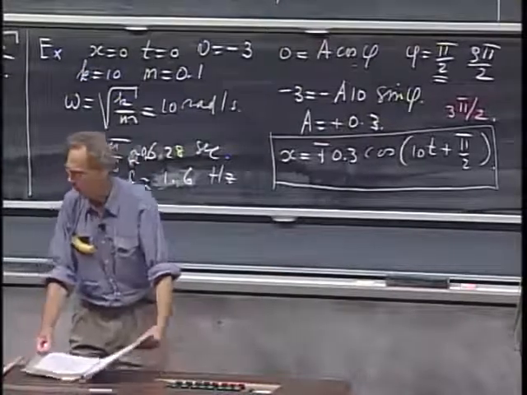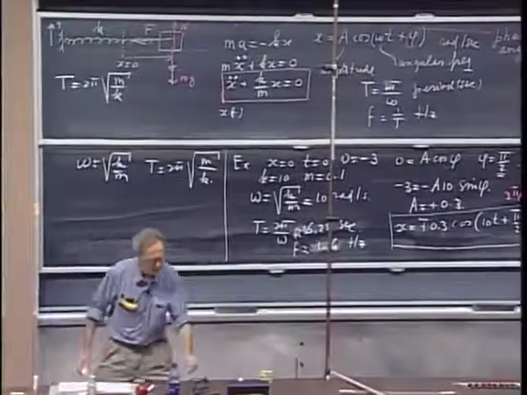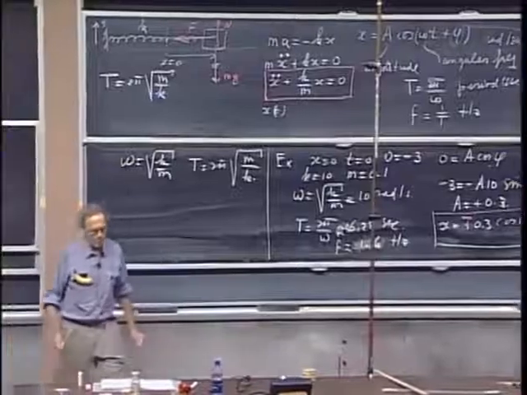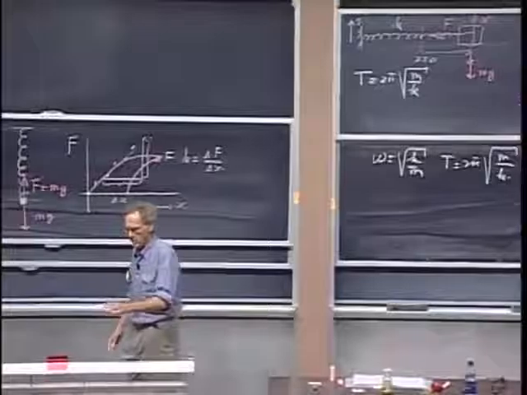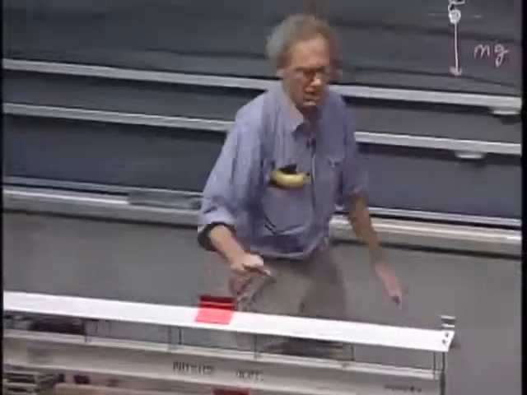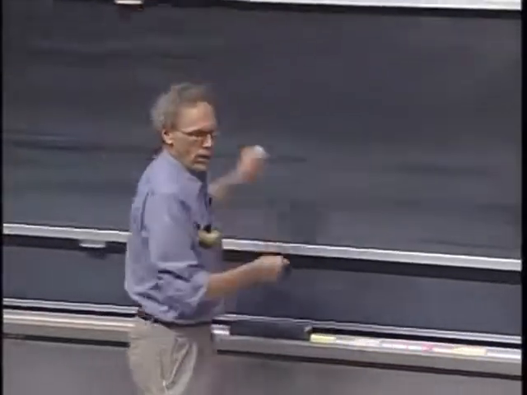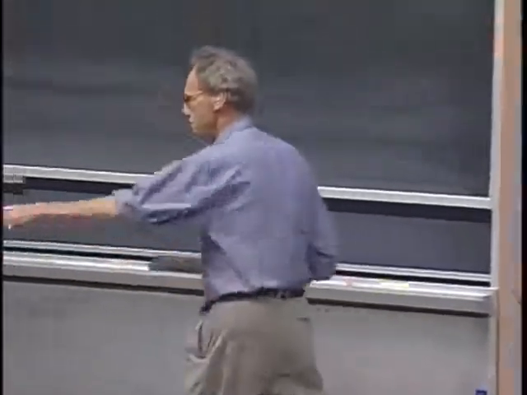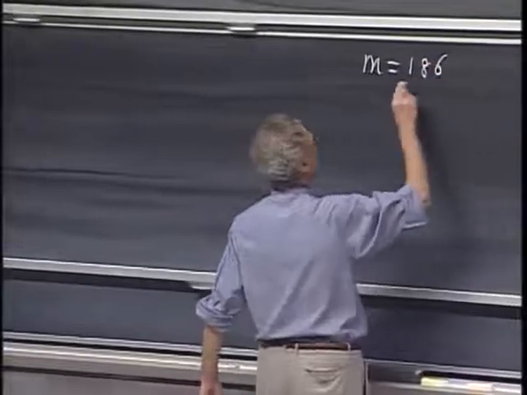I want to demonstrate to you that the period of oscillations, non-intuitive as that may be, is independent of the amplitude that I give the object. And I want to do that here with this air track. I have an object here. This object has a mass of 186 plus or minus 1 gram. Call it M1.